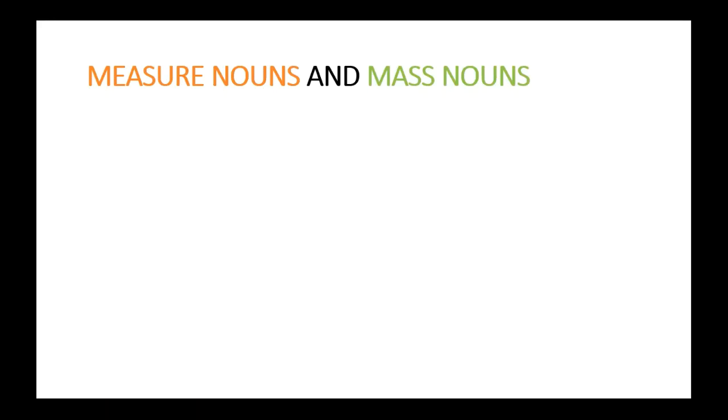So for example, if you say bread, you cannot count bread. You cannot say one bread, two breads, three breads. You have to put a measure noun, okay? And what would be an example of a measure noun? So for example, in the case of bread, we can count the slices. So you can say some slices of bread.